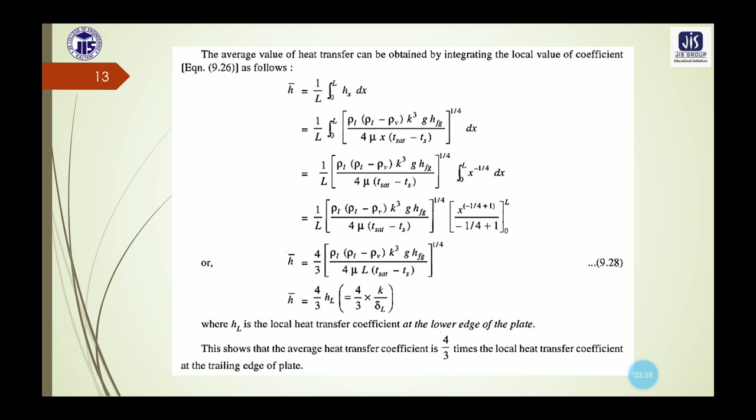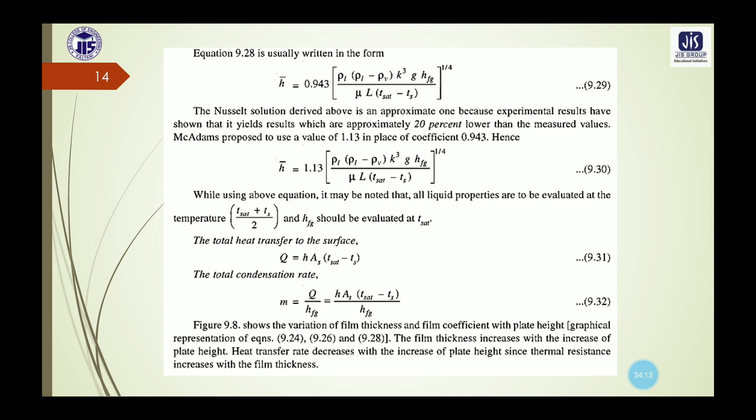So this representation shows that the average heat transfer coefficient is 4 by 3 times the local heat transfer coefficient at the trailing edge of the plate. Now if we put the value of hL here, we get equation number 9.29, which is the representation of the average heat transfer coefficient.